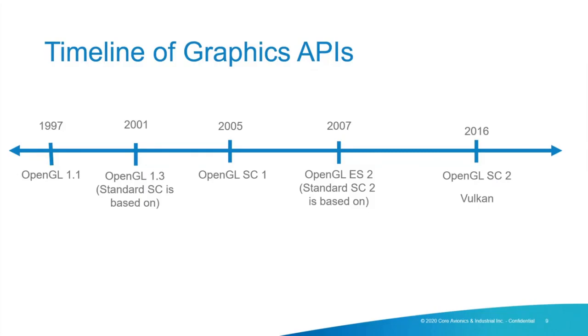If we continue, we can also see OpenGL ES2, which is the standard OpenGL SC2 is based on, was released in 2007. And then in 2016, OpenGL SC2 standard was ratified, and the Vulkan standard was also ratified then. So from that, we can see that OpenGL SC2 is making assumptions based on how GPUs worked in 2007, and Vulkan is now making assumptions based on how GPUs function from 2016 onward.